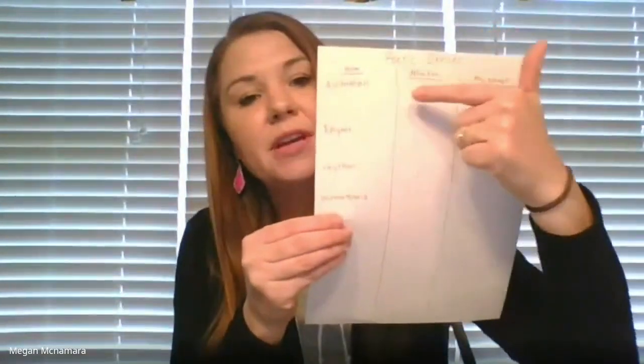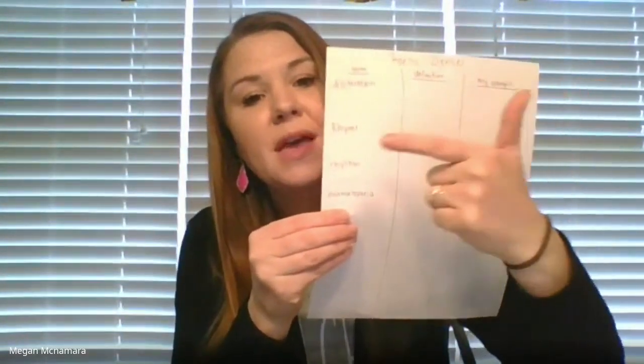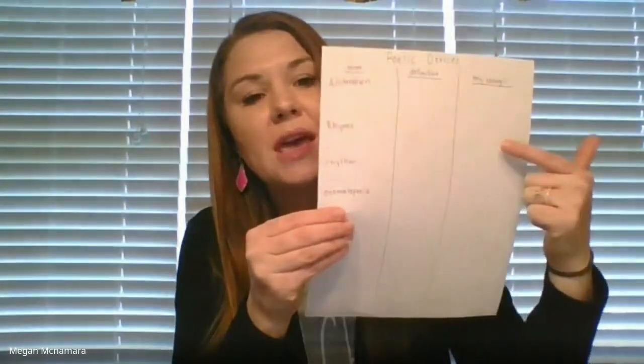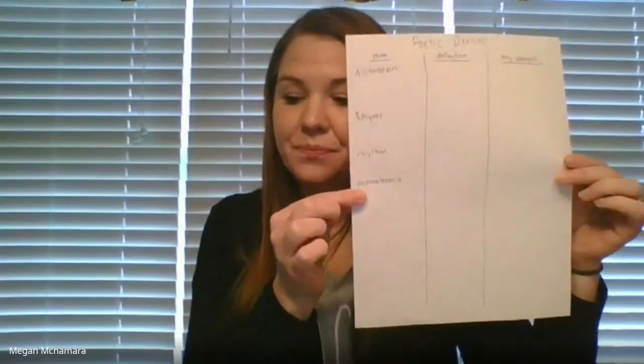And we also read a poem and found examples of alliteration and rhyming in those poems. So again, you should have your chart, and it should be filled in with alliteration, the definition and an example, and rhyming with the definition and an example. And today we have 2 more we're going to add to this chart.